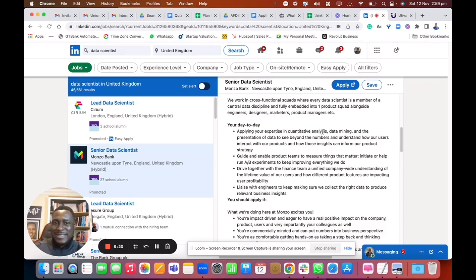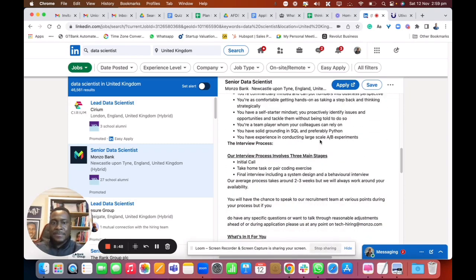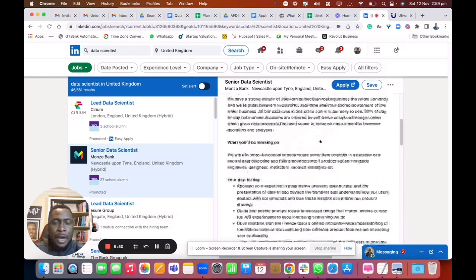Applying your expertise in quantitative analysis, data mining, and presentation of data to see beyond the numbers and understand how our users interact. So you can picture this as though on Monday morning, you're setting up meetings with your senior colleagues, you're showing them, hey guys, let's run through what I worked on, or you are even helping them to create these dashboards. Now let's look at what they are looking for in terms of stacks, right?